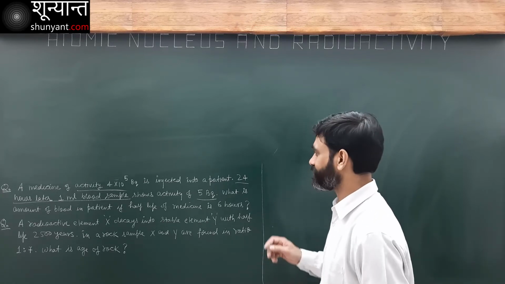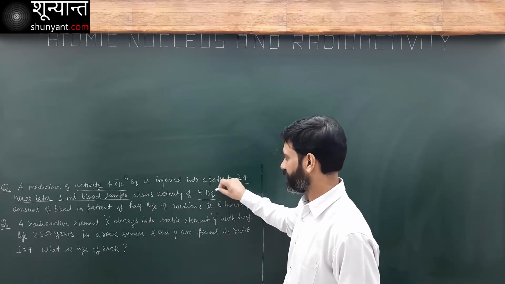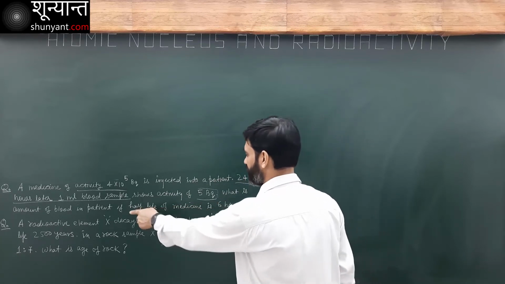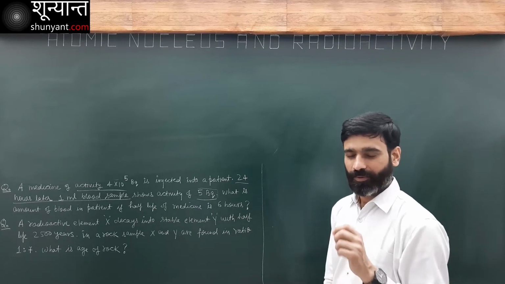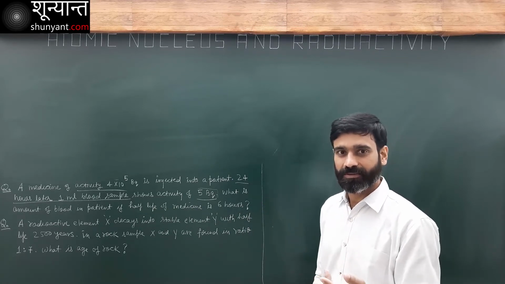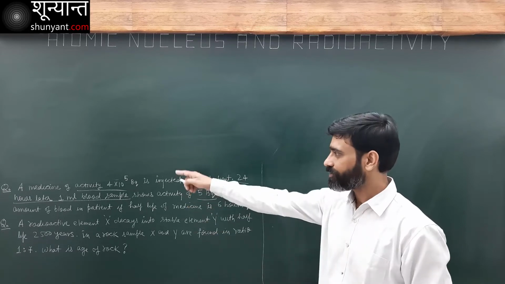Okay, let's see. Forget about all this data here. The half-life of the medicine is given as 6 hours. After 6 hours, what will be the activity? If I do not inject it into the blood, then what will the activity be? It is going to decrease.